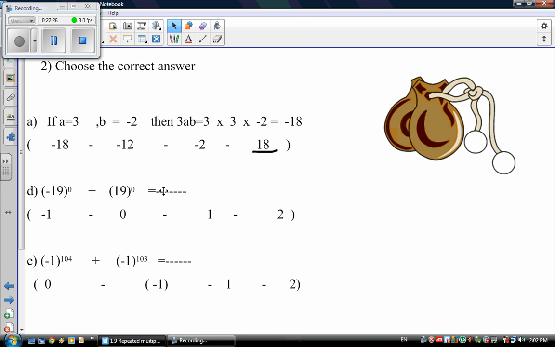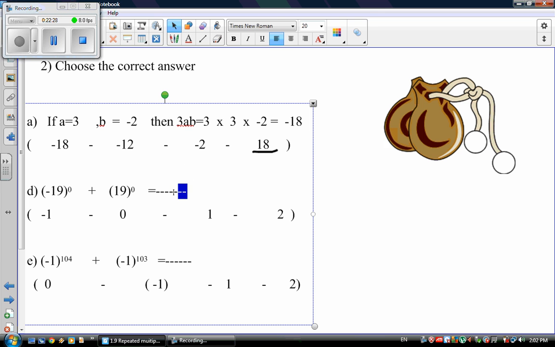Next one. Here we have negative 19 to the power 0, and I told you before that any number to the power 0 must be equal, sure, to 1. Yes. And then we have to drop the plus sign. And then 19 to the power 0, sure, equals 1. So the answer will be 2. This is the correct answer.